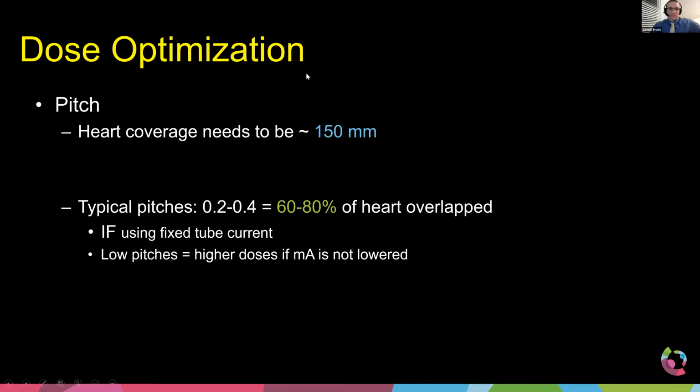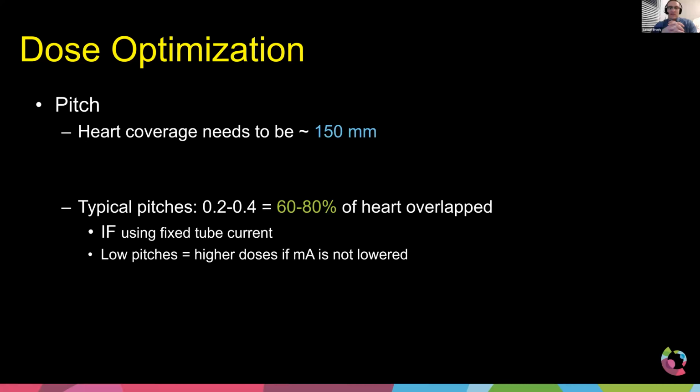So what we're going to do is we need to be able to image that. And so then the question is, how do we image that? Because we have two options. We can do pitch or we can do axial imaging. So the vast majority of CT scanners are able to do pitch. In other words, they do helical imaging.